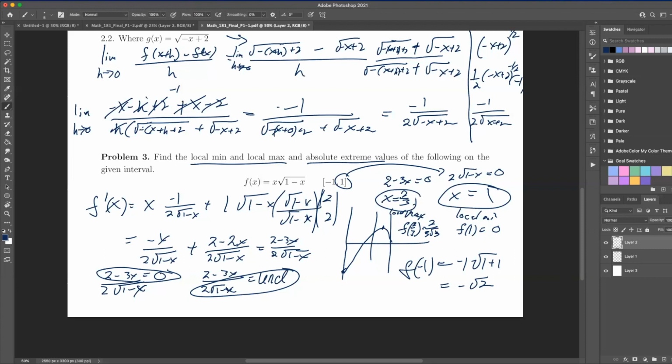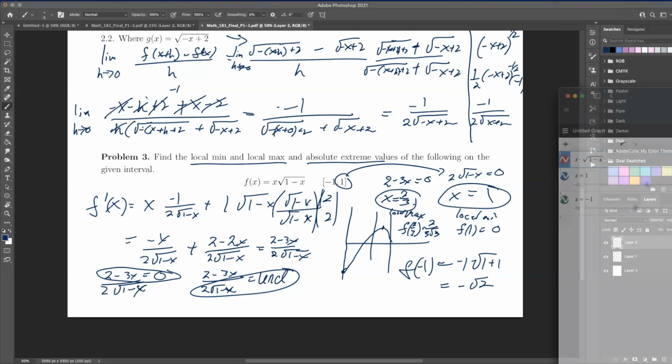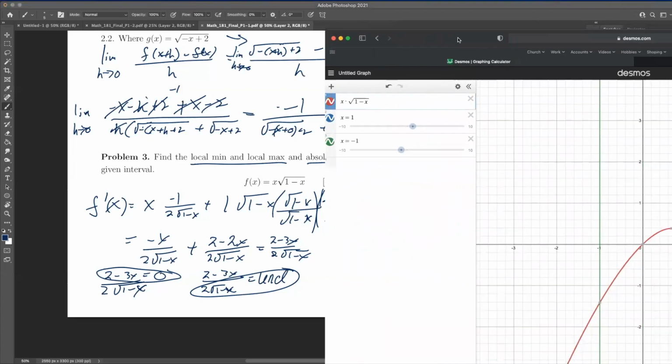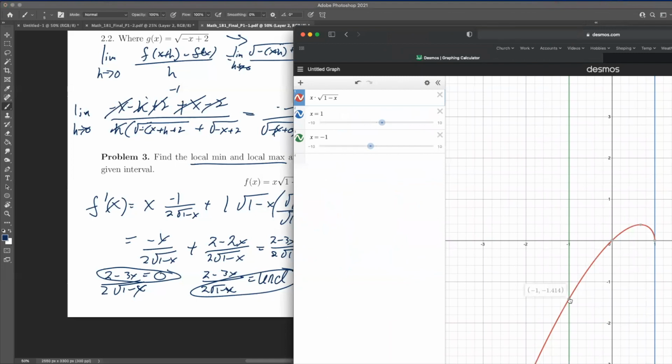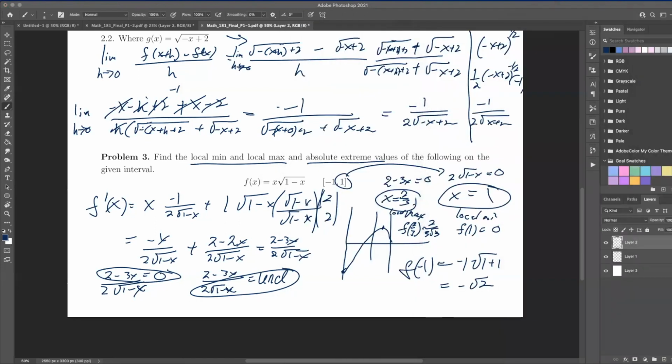And does that match what we see in our graph? Does that match what we see right here? Yeah. So square root of 2 is about 1.41, so that's what we see here. All right, so what are we supposed to answer? What's our absolute maximum and our absolute min? So here we have our local max and mins, and I'll go ahead and box these so I know where I'm at. Here's the local min. Here's the local max. And then here's the other test point.